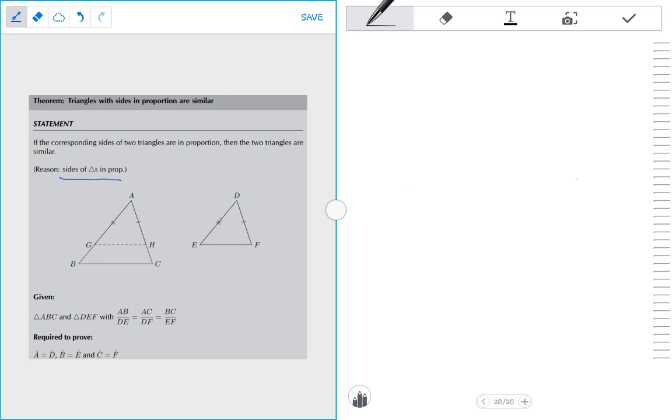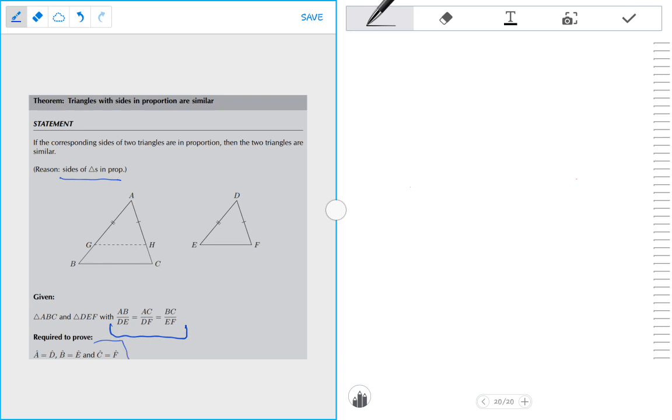and triangle DEF. Basically, we are given these two. We are not given this line. We are not given this line. So take a note: we are given triangle ABC and DEF. And then we also have this, which implies this. This is what we are given. Basically, we just need to prove this theorem.